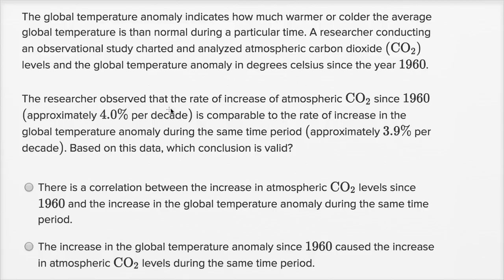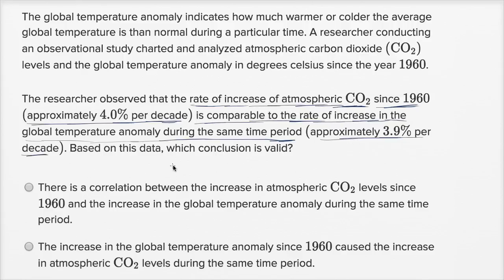The researcher observed that the rate of increase of atmospheric CO2, carbon dioxide, since 1960, approximately 4% per decade, is comparable to the rate of increase in the global temperature anomaly during the same time period, approximately 3.9% per decade. Based on this data, which conclusion is valid?